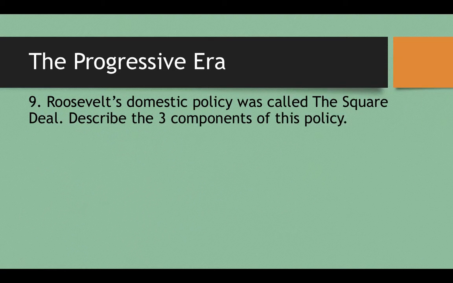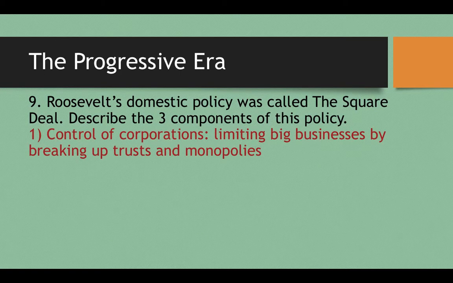So in these ways, they really hoped to correct the abuses that had been brought about by the Industrial Revolution. Roosevelt's domestic policy was called the Square Deal. The Square Deal, because he wanted to be fair and square for people. And there were three components of this policy, all of which start with a C. So that's how you can remember it. All three components of the Square Deal start with a C.